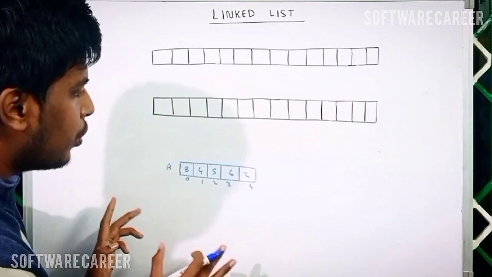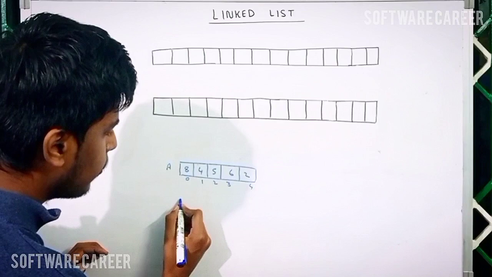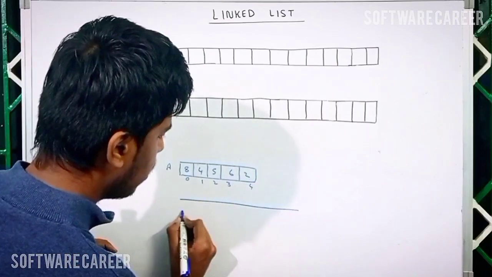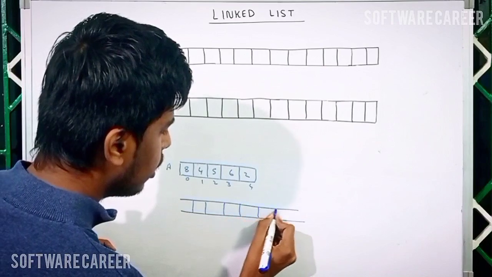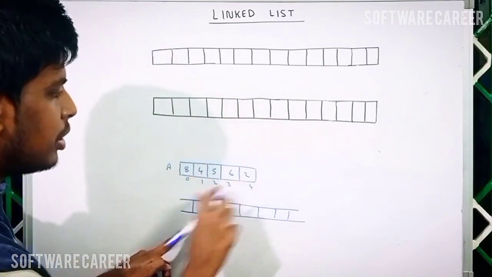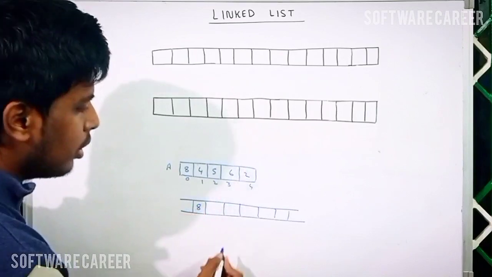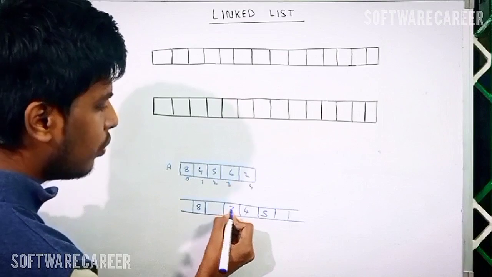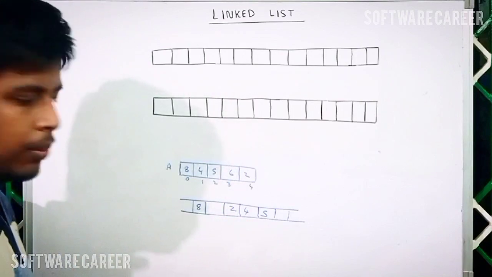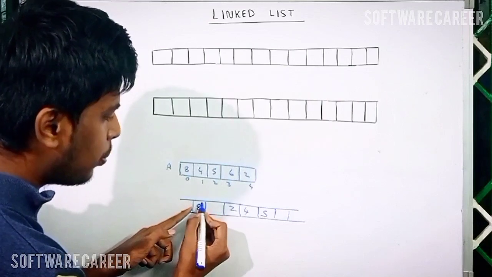But in a linked list, you need not store in consecutive locations. Suppose this is the memory, and these are the elements you should store: 8, 4, 5, 6, 2. I can store 8 here, then 4 over here, then 5 over here, then 2 over here. Like this, I can randomly place the elements. This is a linked list, but pointers will point from one to the next.